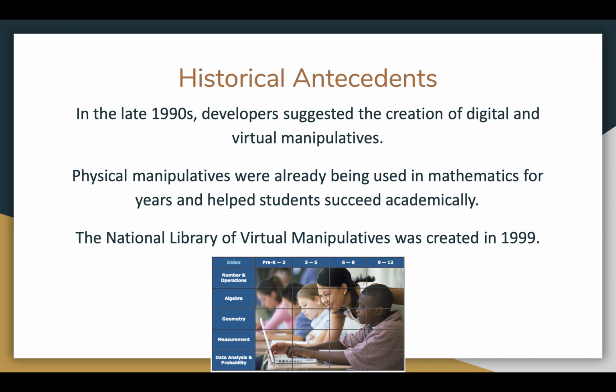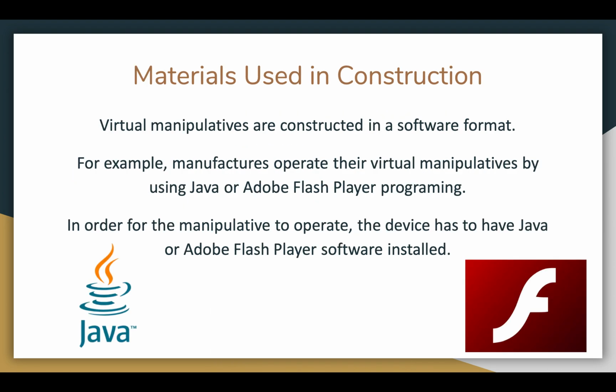Historical antecedents. In the late 1990s, developers suggested the creation of digital and virtual manipulatives. Physical manipulatives were already being used in mathematics for years and helped students succeed academically. The National Library of Virtual Manipulatives was created in 1999. Below is a screenshot directly from the National Library of Virtual Manipulatives website. You can see that there are different types of mathematics topics focused on, and they go from grades pre-K to grades 12. So there's a large range of different manipulatives for students to access.